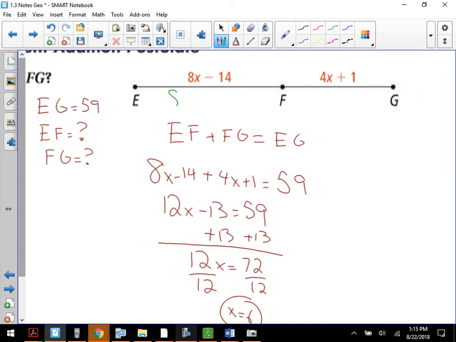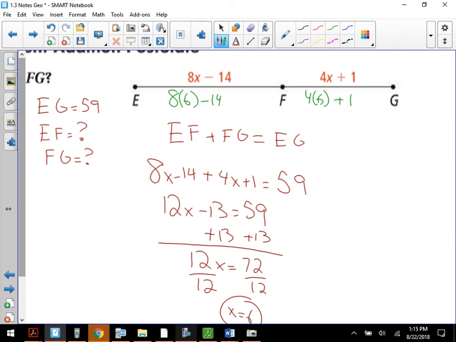What is 8 times 6 minus 14? What is 4 times 6 plus 1? And hopefully, when you figure out those two numbers, if you add them together, you should get 59. If you don't, we done goofed. Okay?